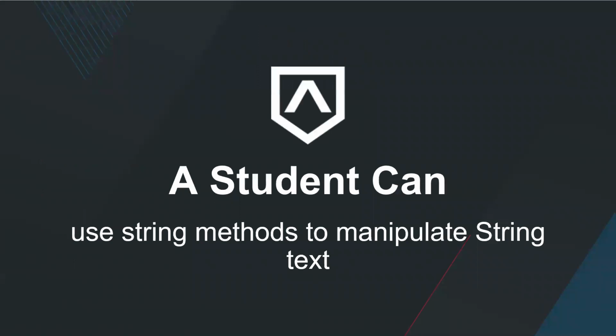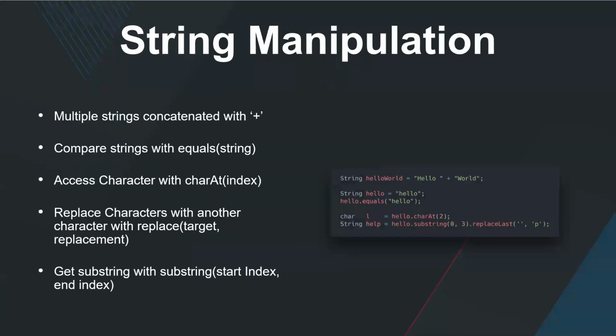So the next objective is that you can use string methods to manipulate string text. You can see here, multiple strings can be concatenated, or combined, with a plus symbol. Remember, it doesn't change the original strings. It combines the two to make another one. You can see that example here with hello world. You have hello plus world, so they take these two, combine them together, and store them here, and then these two are destroyed.